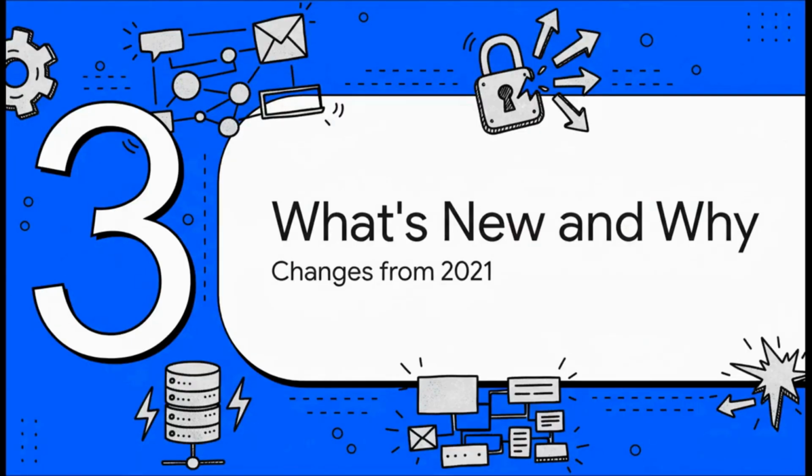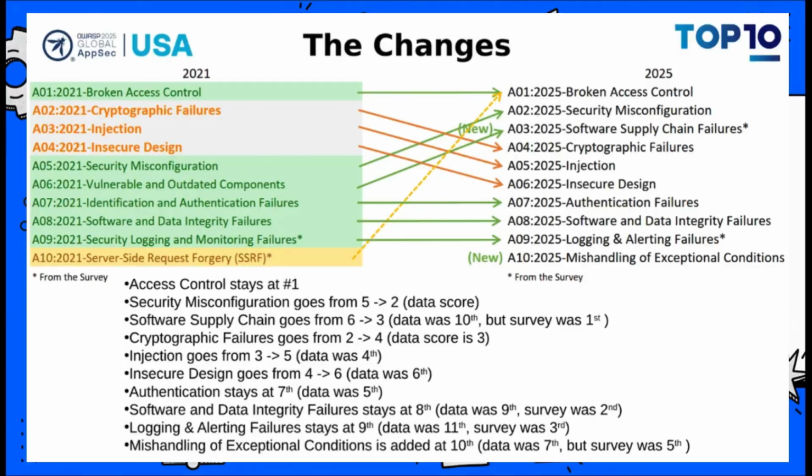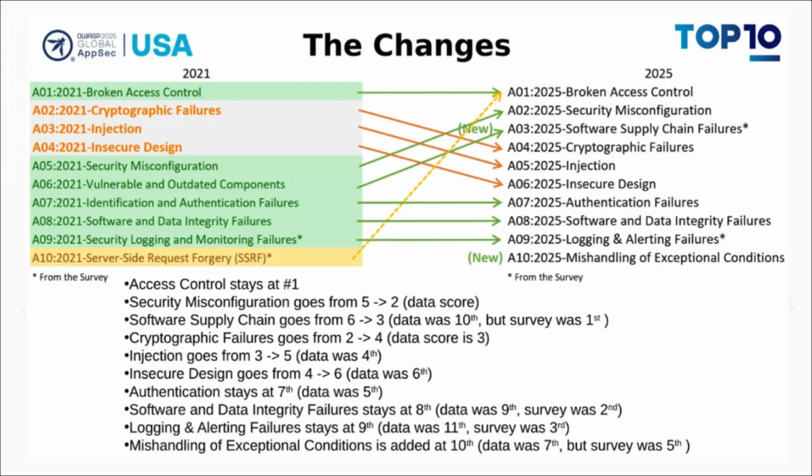Okay, so this isn't just a simple reshuffle of the old list. These changes really reflect some major shifts in how software is being built and attacked today. Let's put it side by side with the 2021 list to see what's really different. Seeing them like this makes it pop, right?